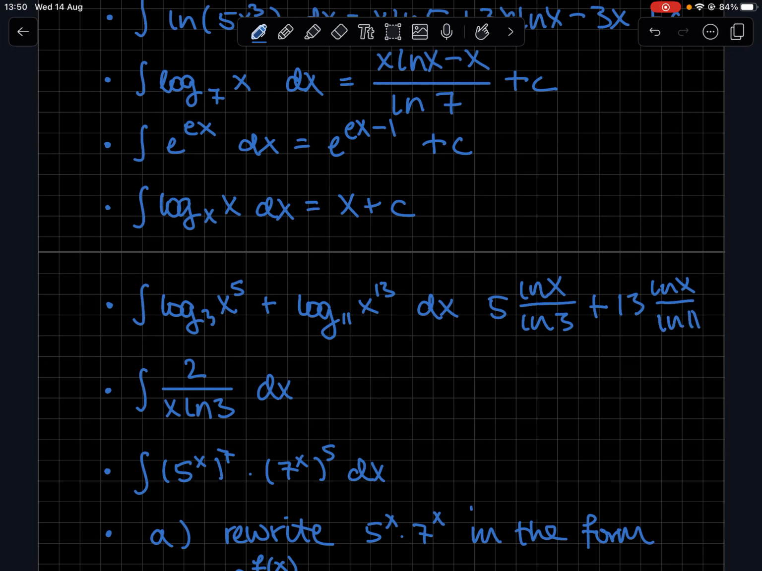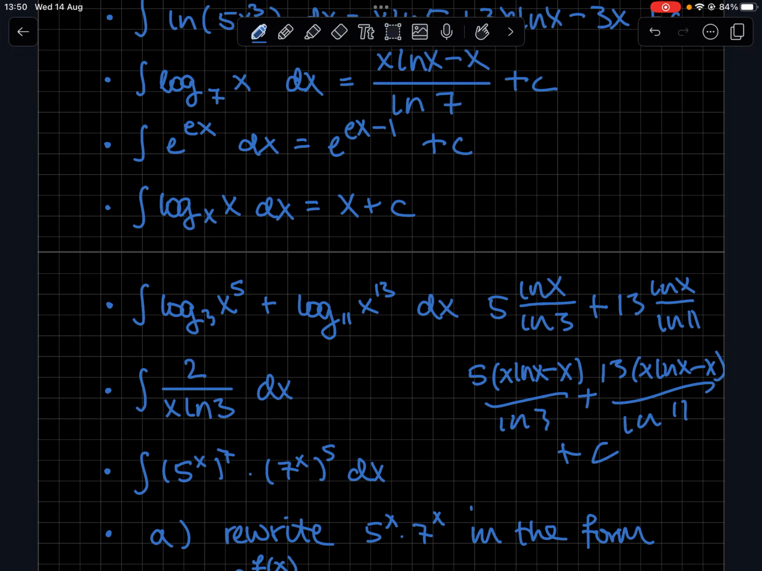And from here, integrating this is easy. You just get 5 times x ln x minus x over ln 3 plus 13 times x ln x minus x over ln of 11 plus c. Okay, that's the final answer.